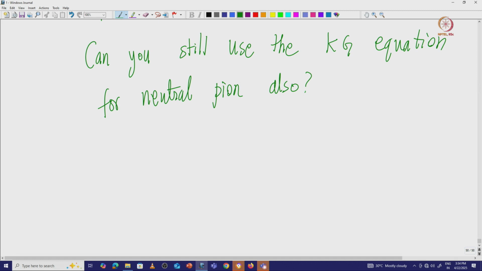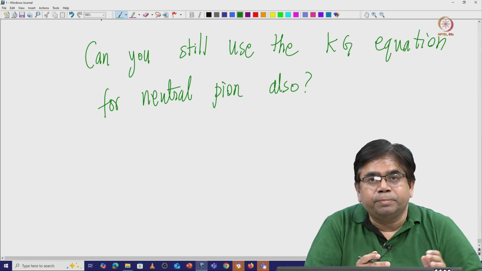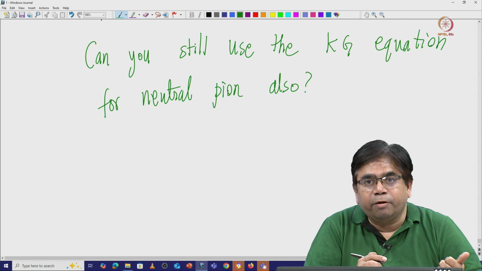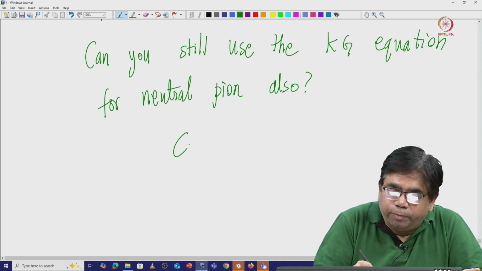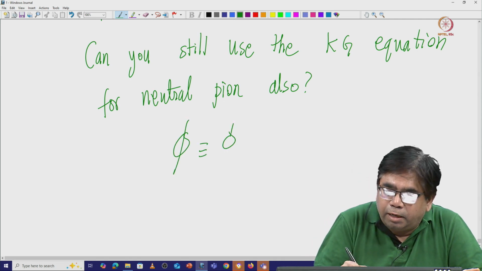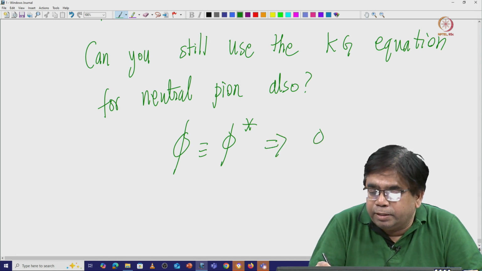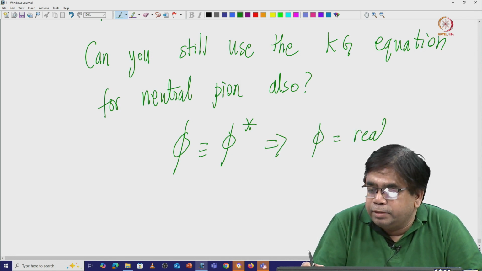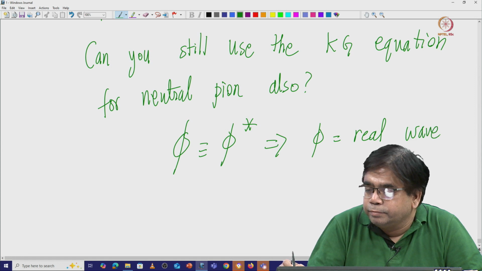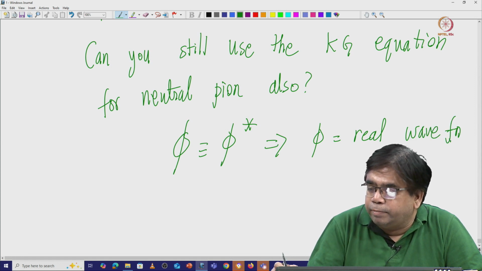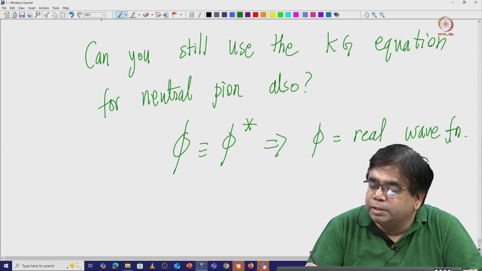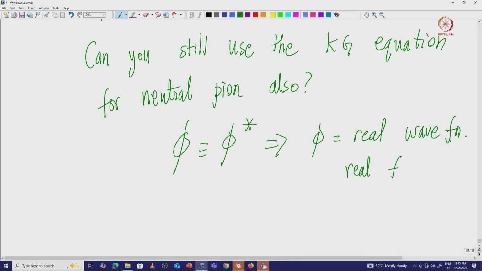The answer is yes, because the neutral particles are antiparticles of themselves. So, they only have one degree of freedom. If I impose phi is equal to phi star, that means phi would be a real field, essentially a real wave function. In terms of field theory language, it is a real field. So, phi is a real field.